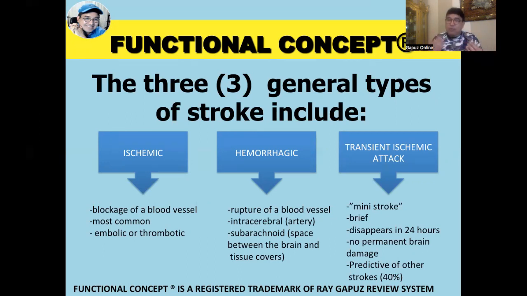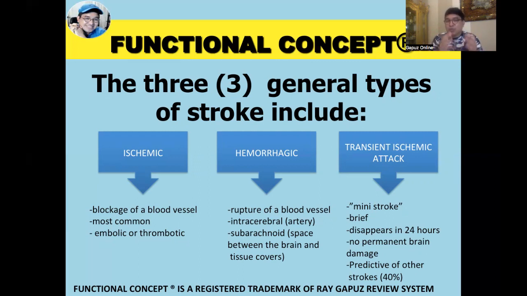Now, if we talk about subarachnoid hemorrhage, it's bleeding that occurs in the space between the brain and the tissue coverings of the brain. So remember that from the outer to the innermost, we have the dura mater. The arachnoid mater is a web-like structure, okay? And of course, the innermost layer is going to be the pia mater. So the dura mater, the arachnoid mater, and then the pia mater. So when bleeding occurs at the subarachnoid area, meaning underneath the arachnoid space, that could potentially lead to stroke.